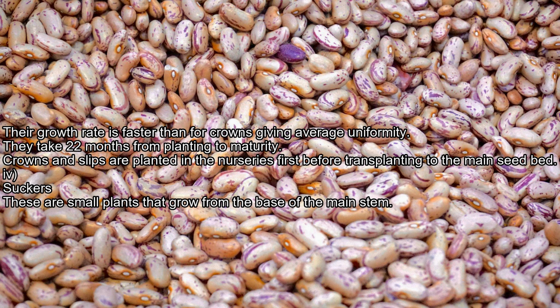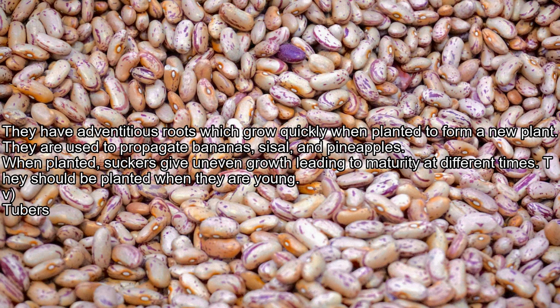Suckers. These are small plants that grow from the base of the main stem. They have adventitious roots which grow quickly when planted to form a new plant. They are used to propagate bananas, sisal, and pineapples. When planted, suckers give uneven growth leading to maturity at different times. They should be planted when they are young.